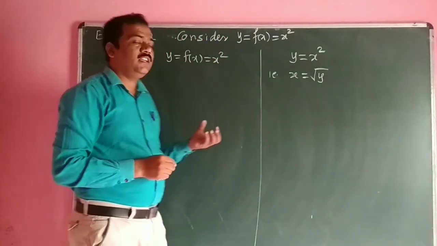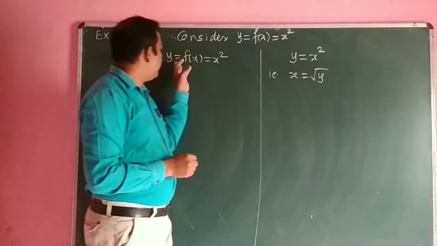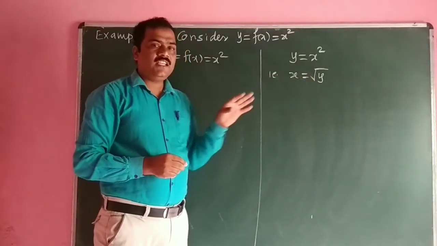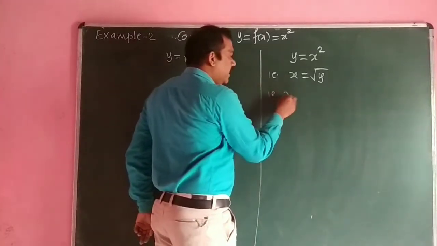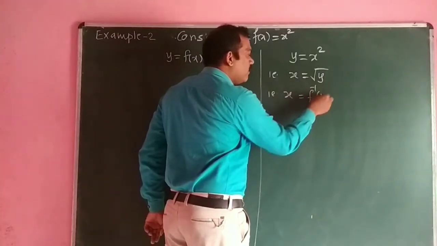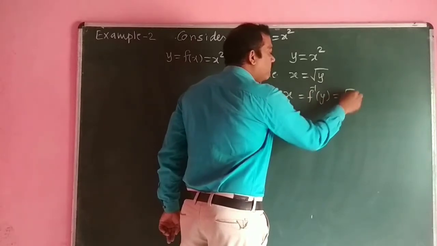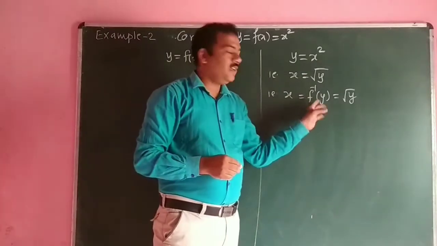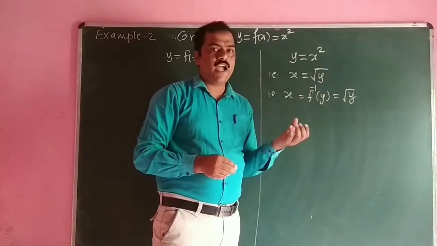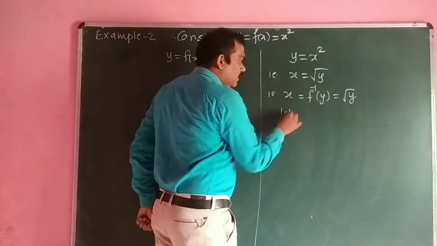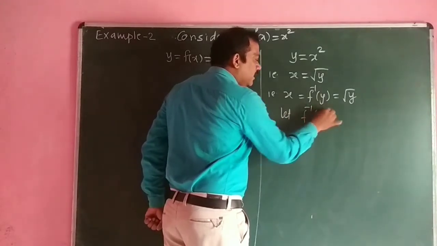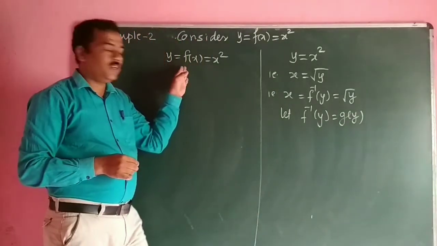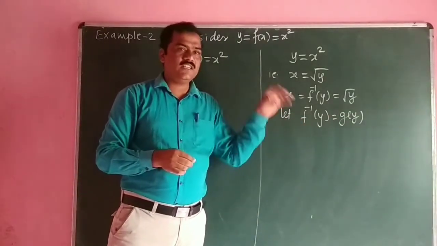When we discuss the inverse function, f(x) = x square is the original function, and x = root of y is the inverse function. That means x = f inverse of y = root of y. Now let's suppose that f inverse of y is equal to g(y). So f(x) is the original function and g(y) is its inverse function.